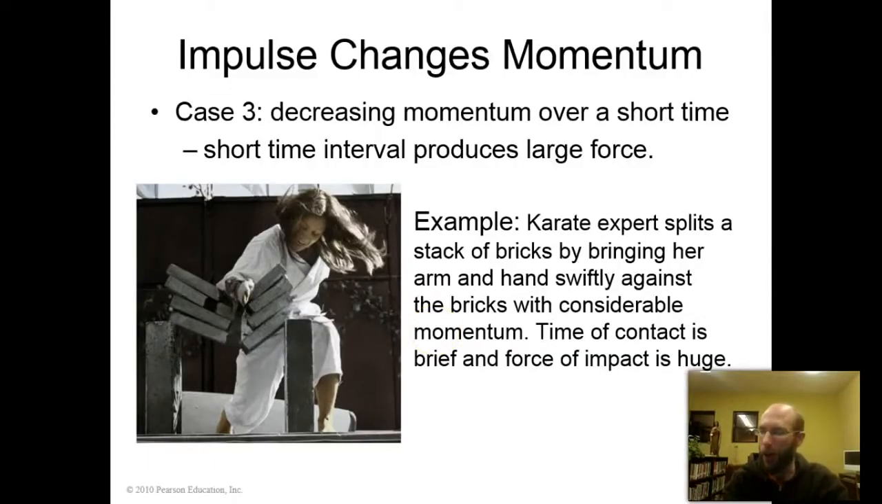Why indeed? Well, when you decrease an object's momentum over a very short period of time, the forces involved are huge. Normally, we don't want that to be the case. You don't want that to be the case if you're about to crash in your car, but if you're a karate expert, you do. What a karate expert does, she brings her hand down on a stack of bricks with a whole lot of momentum, and by decreasing the time her hand is in contact with the bricks, she can actually maximize the force on the bricks. Now, don't try the following demonstration at home.